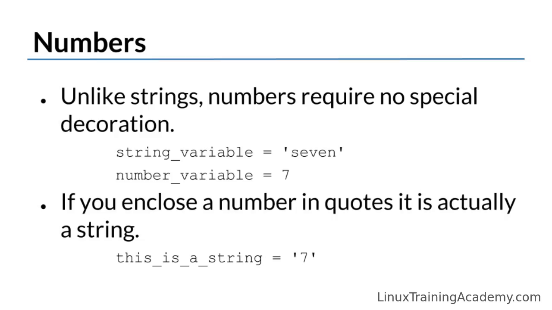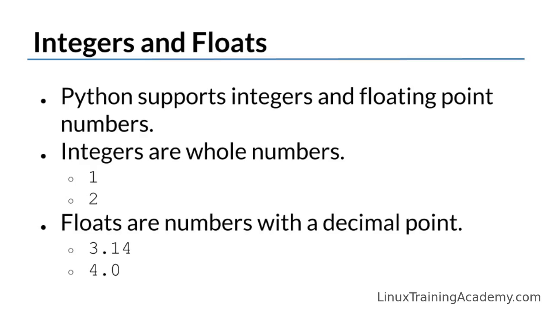If you were to place the number 7 in quotation marks, it is not a number. It's actually a string at that point. This is important because if you try to perform a mathematical operation against a string, you're going to encounter an error. I'll show you how to deal with that in just a moment. Python supports integers as well as floating point numbers. Integers are whole numbers, or numbers without a decimal point. Floating point numbers always contain a decimal point.